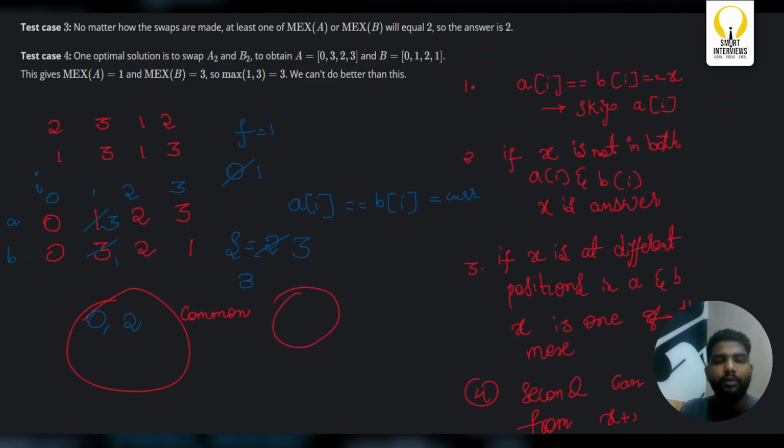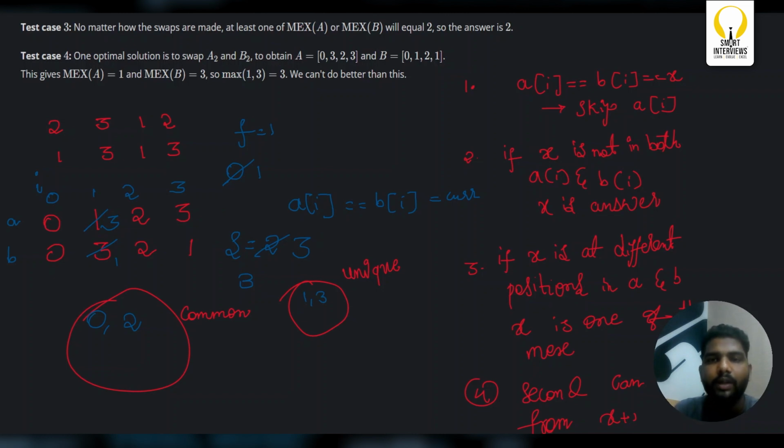I'll have one more set which is unique. Okay, unique in the sense it is either at A of I or B of J, not at A of I and B of I, right? So I'll store all the elements which are unique, which is 1 is unique and 3 is also unique. You have all these three, all the elements, right? So 1 is unique. I'm going to search in both the arrays.